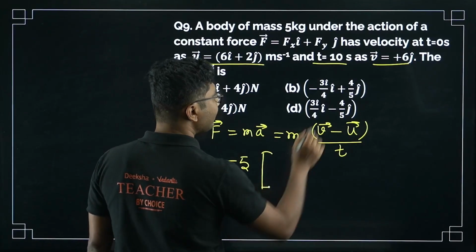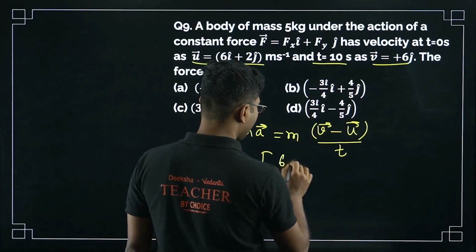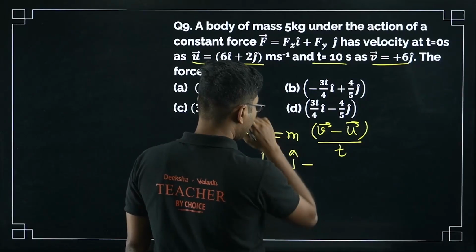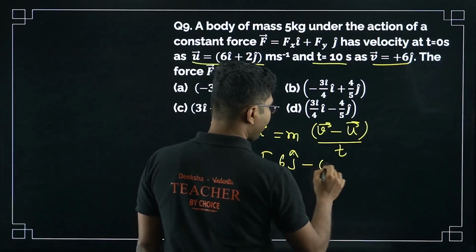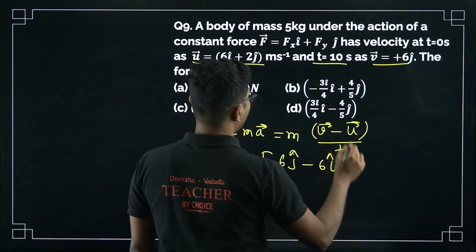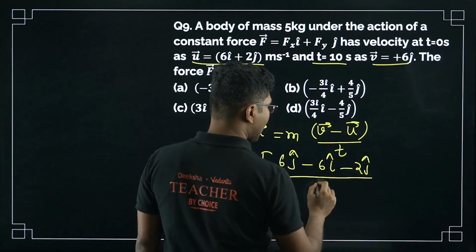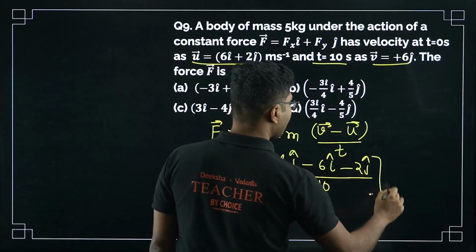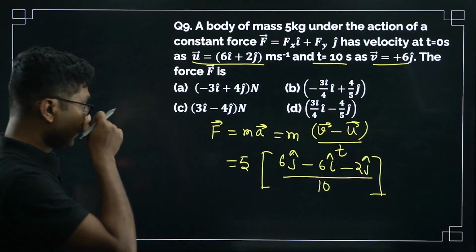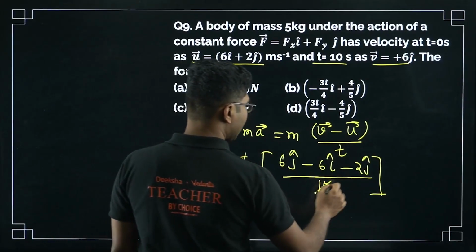And what is the v? v is 6 j cap. And what is u? u is 6 i cap plus 2 j cap. Now I have added the negative sign directly, I try to save some time over here. The time taken is 10 seconds. Okay, so here it will cancel, you will get 2 over here.